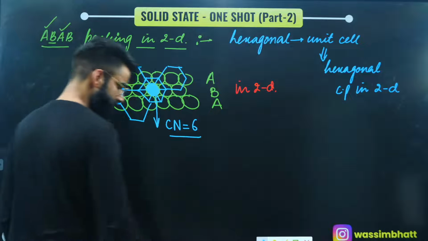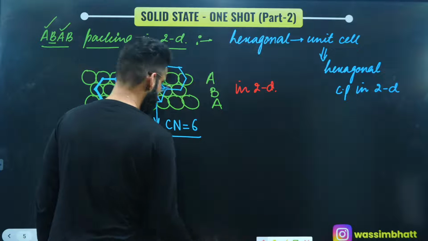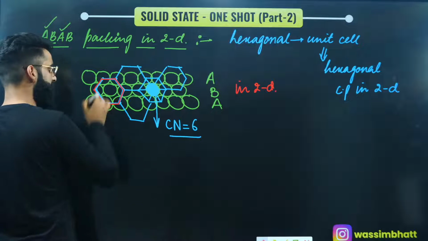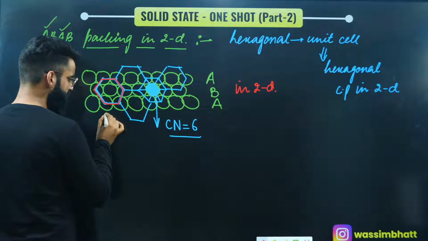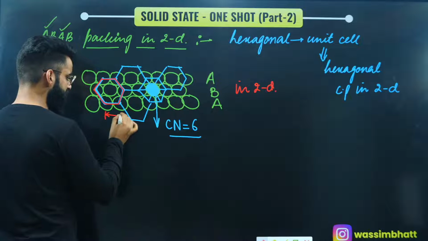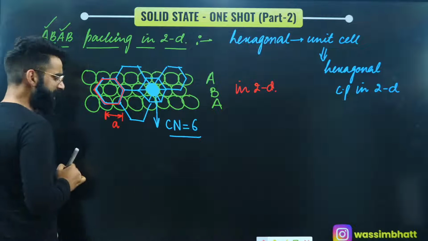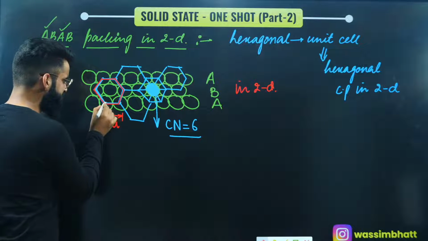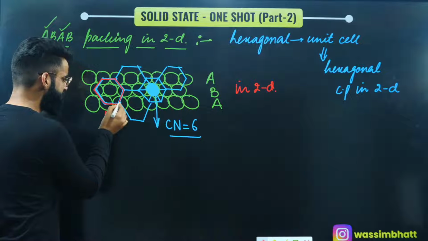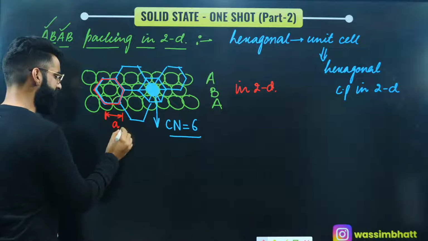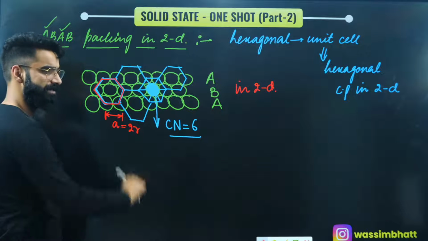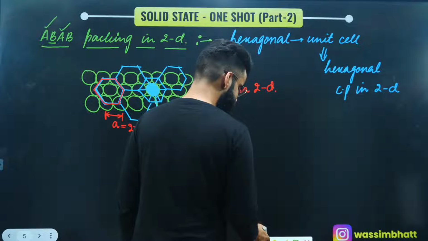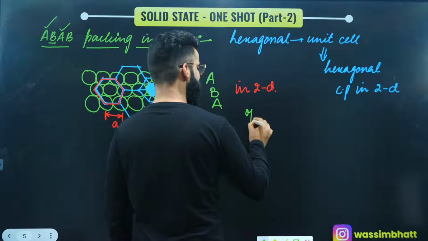Okay, now, let's try to calculate the packing efficiency of this unit cell. First of all, let's assume the edge length of this unit cell is equal to A. Since these two particles are touching each other, from this center to the circumference R, from this center to this circumference again R, so A is basically equal to 2 times R, where R is the radius of the constituent particle, right? Absolutely.